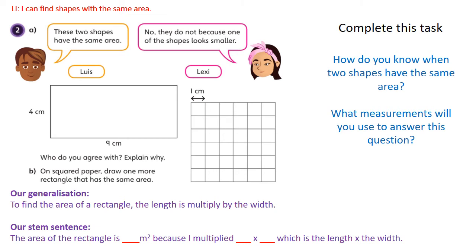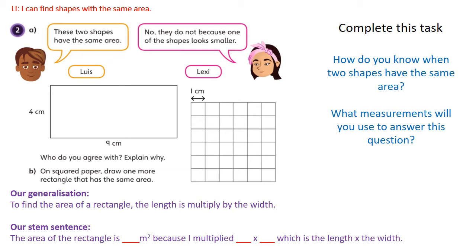In this question, it says these 2 shapes have the same area. That's what Lewis thinks. But Lexi says, no, they do not, because one of the shapes looked smaller. Who do you agree with? Explain why. Now, the problem here with Lewis's square is it's not split into little squares, is it? So we can't just count the squares inside. But do you remember how we can do it?